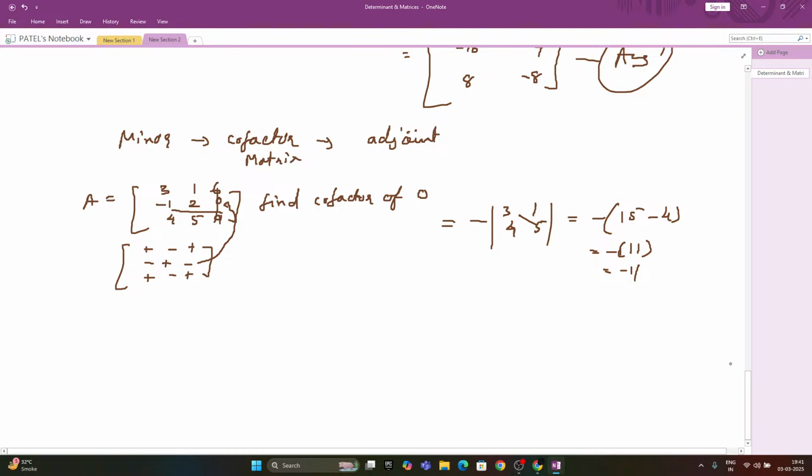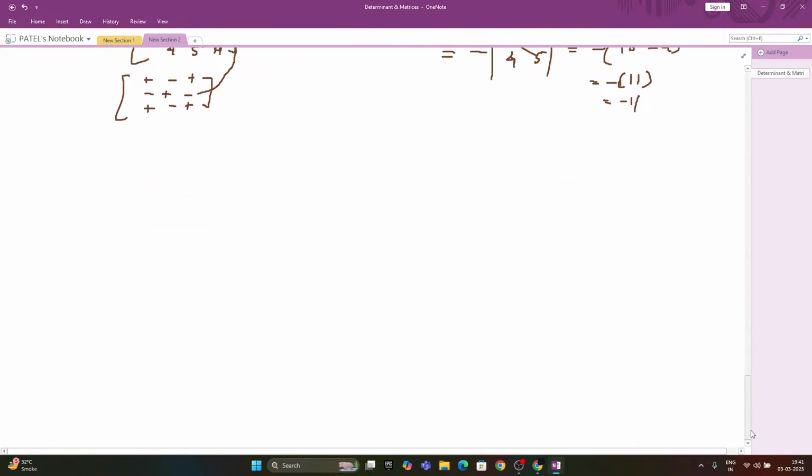Okay, this way we can find out the cofactor. Now we are going to the adjoint. Suppose we have an example: 1 2 -1, 3 4 5, 6 7 8. We are told to find out the adjoint of A.